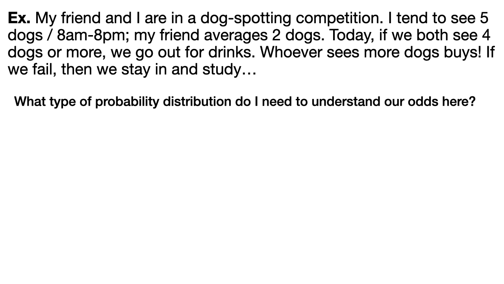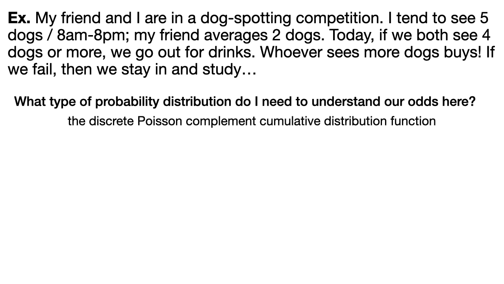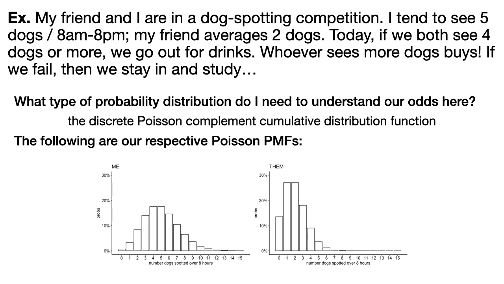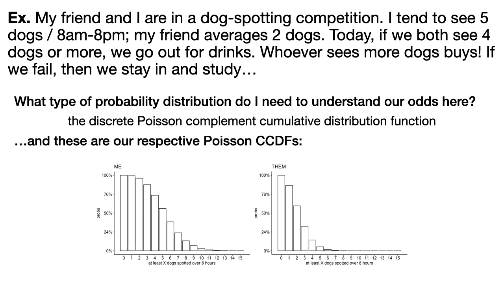What type of probability distribution applies to this scenario? Well, for one, it's discrete. It's the number of dogs observed. It's over a time period, so let's go with Poisson. And I'm asking about the odds of 4 dogs or more, so I want to construct a cumulative distribution. In fact, I want the complement form that reflects a greater than 4 question. These are our respective Poisson probability mass functions. And here are our respective Poisson complement cumulative functions.